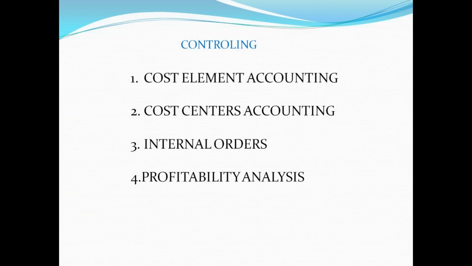So for each vehicle, I can create one internal order number. Like that, I can create 10 internal order numbers. Whenever any expenditure is incurred, I use that order number. By using that order number, at any time I can track the expenses of the vehicle. Okay, so this is about internal orders.